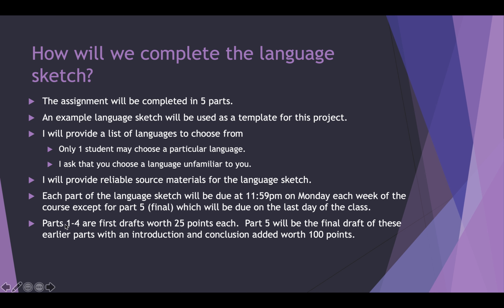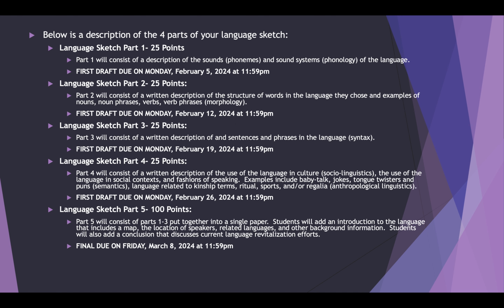And then parts 1 through 4 are first drafts, worth 25 points each. Part 5 will be the final draft of all of these earlier parts with the intro and the conclusion, and it'll be worth 100 points. So you have 200 total points for the language sketch assignment. So here is a description of the different parts. So part 1, part 2, part 3, part 4, and part 5, how many points, the correct due date of each part, and a short description of each part.